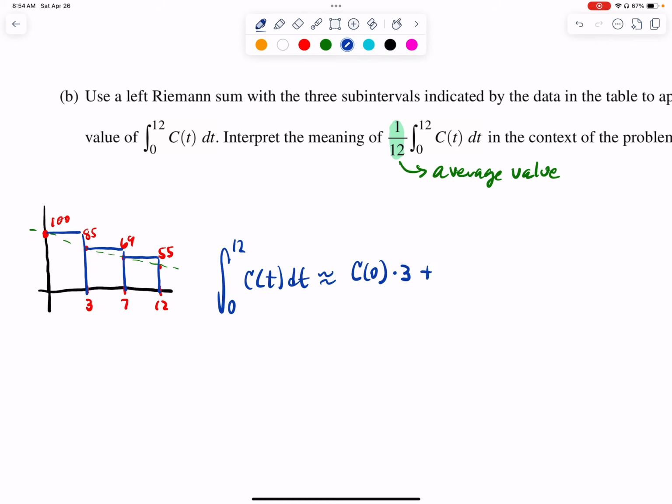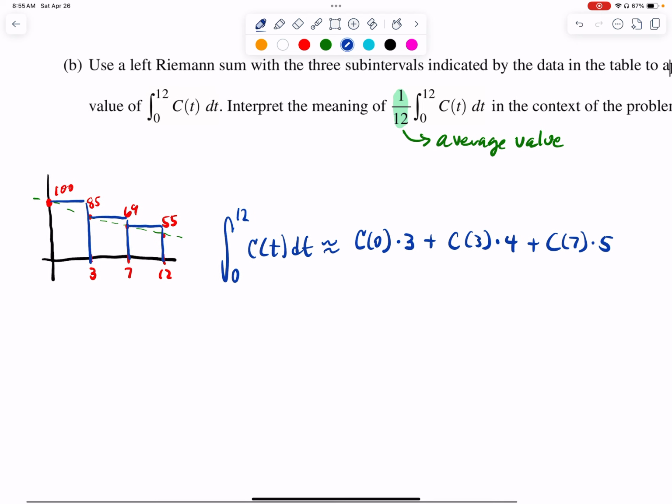So times 3, plus my next one is going to be C of 3, which is 85, and it's multiplied by, now a super common mistake is after you get that first width is just assuming that all of them are 3, but they're not. You can see this one is 7 minus 3. This one's 4. So times the width of 4, plus our last left endpoint here, C of 7, which is the 69. And its width, is it a 3? Is it a 4? No, this one's a 5, so 12 minus 7 gives us a 5.